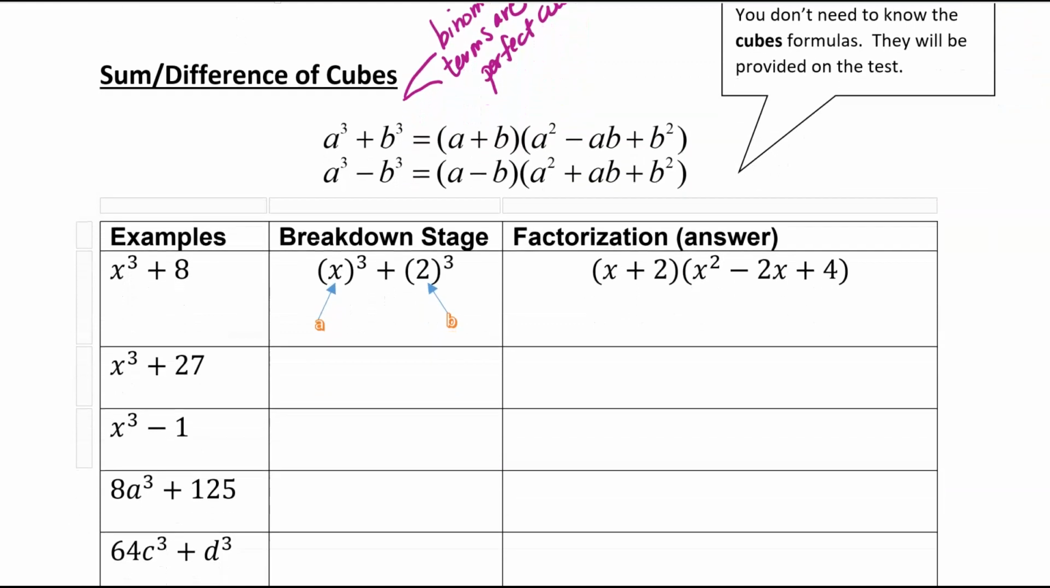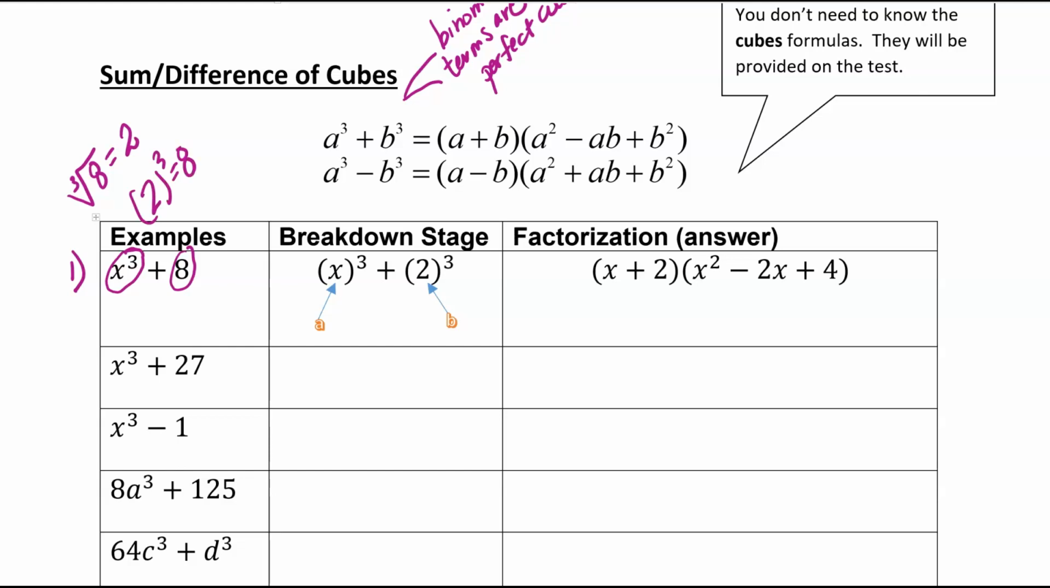Here's an example. So notice this first problem here, x cubed plus 8. Let's call this number 1. Notice that x cubed is a perfect cube because x times x times x is x cubed. But also 8 is a perfect cube because if you take the cube root of 8, you get 2, or in other words, 2 cubed is 8.